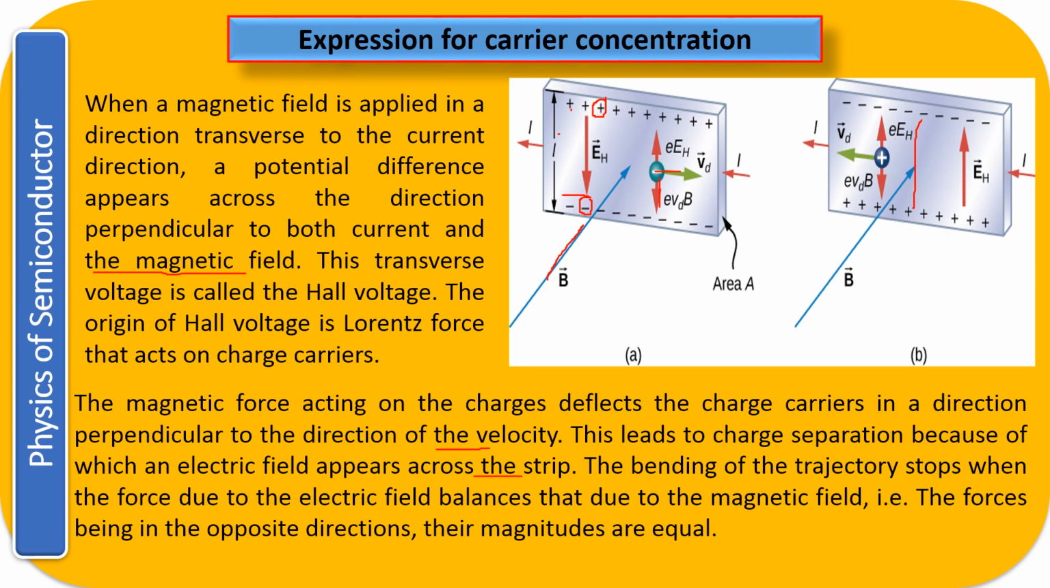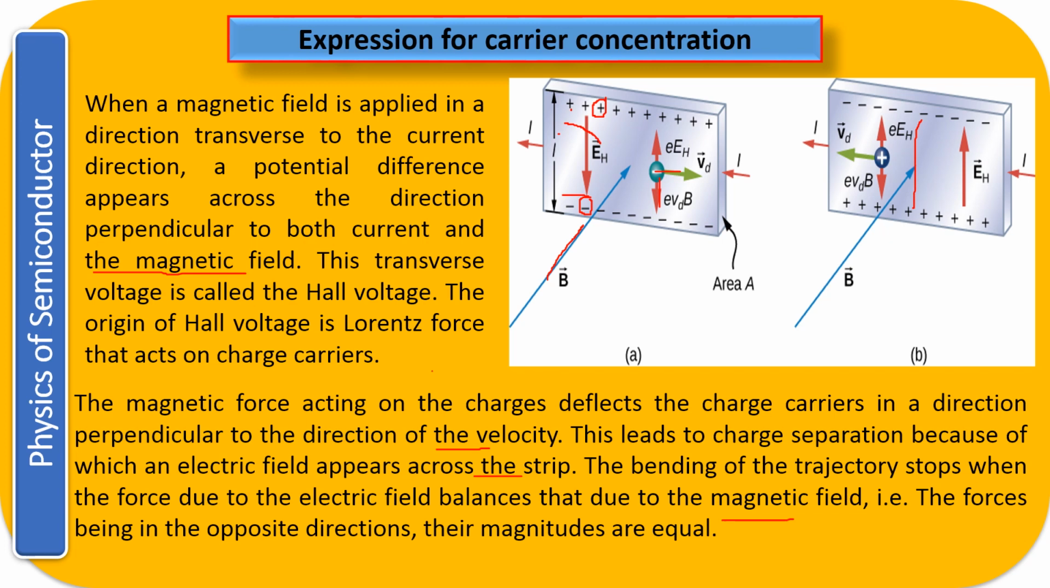The bending of the trajectory stops when the force due to the electric field balances the force due to the magnetic field. So naturally what is happening? The electron, as I had told you, will start bending like this, and this bending is going to stop the moment the electric force equals the magnetic force, right? F equal to qE is the electric force, and F equal to q Vd B is the magnetic force. So if these two forces are going to be equal, then the trajectory will stop, right?